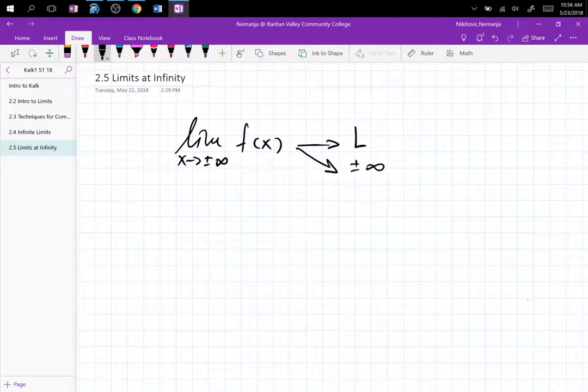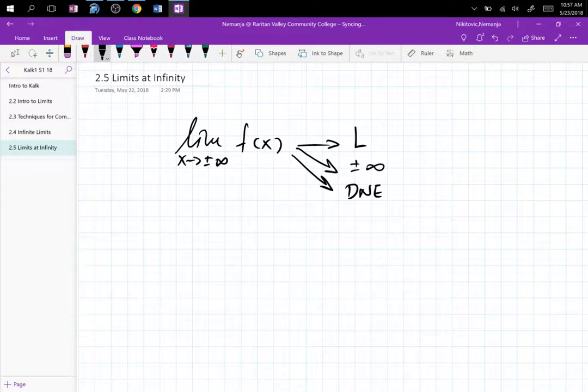Or the limit does not exist. That's also possible. There are an infinite amount of examples, but you will run into very few of these that do not exist in 2.5. So what is the idea here?